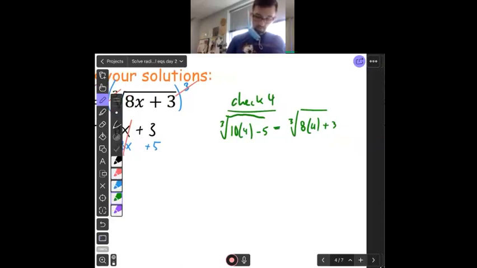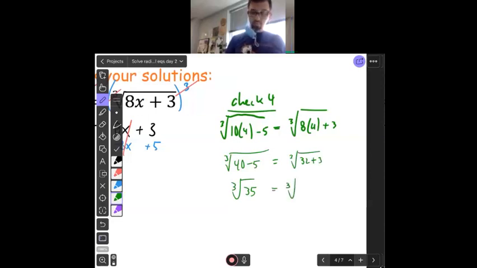So the cube root, 10 times 4 is 40, minus 5, that's the cube root of 35, whatever the heck that is. Cube root of 32 plus 3, which is cube root of 35. And I have no idea what the cube root of 35 is, but I know it's equal to itself. You don't need to know the value of the number to see that it's equal to itself.